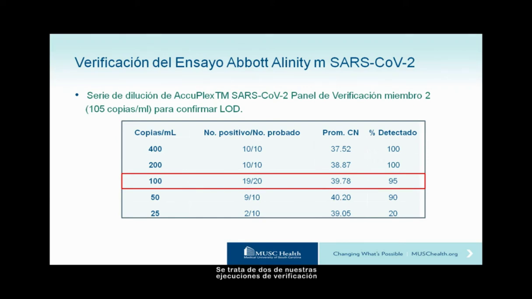It's the basis of 2 of our verification runs that were done just a couple of days ago. The first was to document the limit of detection, again using the Accuplex verification panel as a source of material. We diluted that down to the following nominal concentrations from 25 to 400 copies per mL. You can see at 100 copies per mL, which is the stated limit of detection, we hit that 95% mark. We feel that we can probably push that down to 50 copies per mL based on this sort of range finding experiment, so we're going to give that a try on a subsequent verification run.